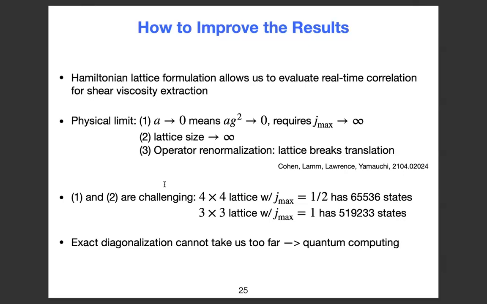So here are some numbers for the first two steps. The first two steps are already very challenging at the moment. For example, for a 4x4 lattice with Gmax equals 1/2, the Hilbert space has more than 65,000 states. If we try to make the truncation bigger, like on a 3x3 lattice with Gmax equals 1, the system has more than 500,000 states, which cannot be exactly diagonalized at the moment. And that's why we are thinking about quantum computing to calculate the shear viscosity.